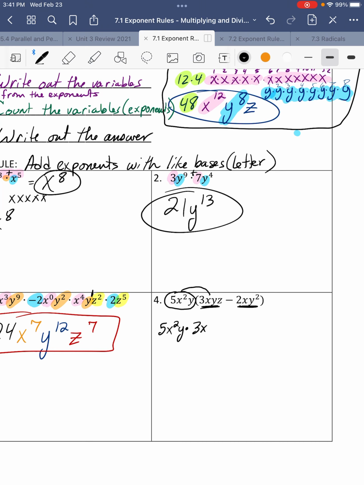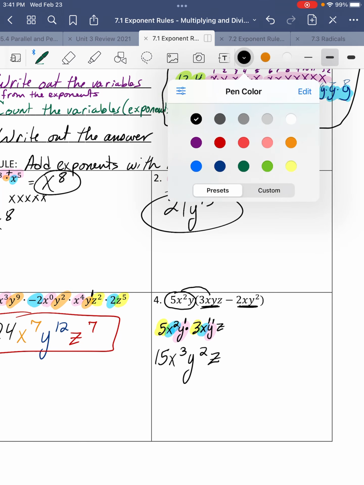So first we multiply 5x squared y times 3xyz. What are we going to get? So we got to multiply the coefficients. So 5 times 3 is 15. We need to multiply, get our like bases together. X squared and x. Remember that x is to the first power, so that's x to the third. We have y times y. Those are those exponents, 1, which is y squared. And then a z comes along.